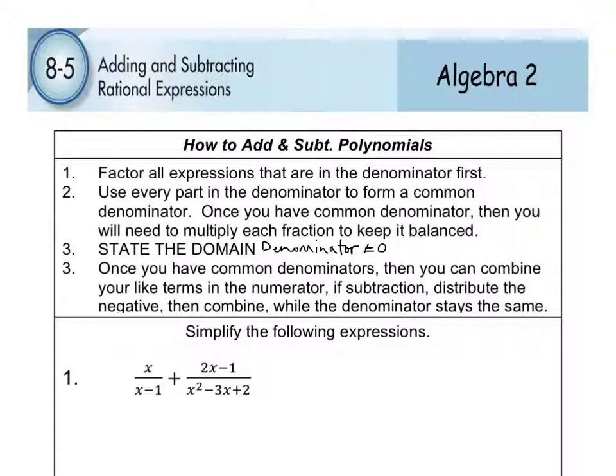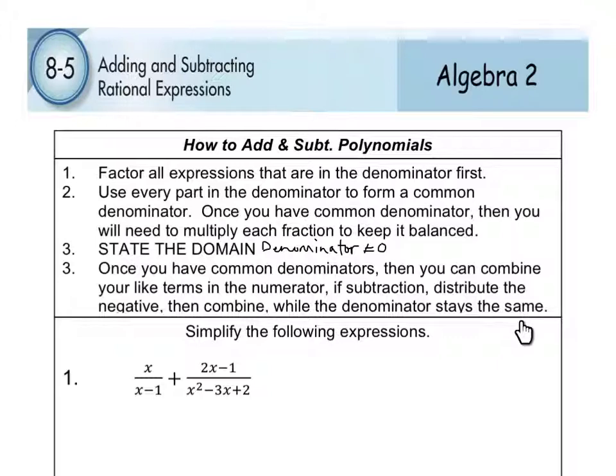And then finally, step 4, once you have your common denominators, you can combine your like terms in the numerator. Again, if it's subtraction, you have to distribute the negative just like before. Then you're going to combine, while the denominator stays the same. The one thing that's a little bit more extensive about these problems is that once you combine everything, you're going to look to factor things to see if you can get things to cancel. So these problems are going to get kind of extensive, which is why these are separated into two parts.